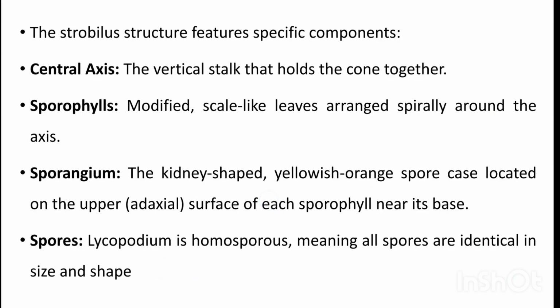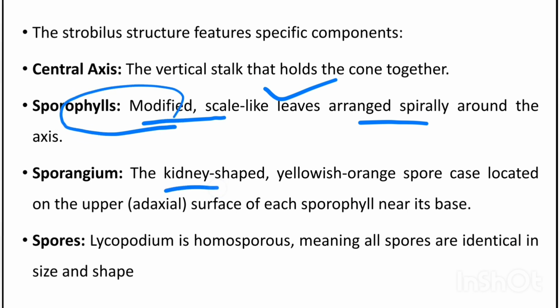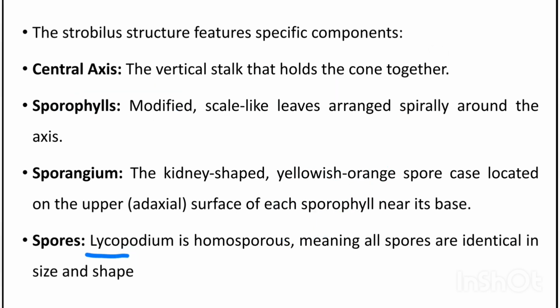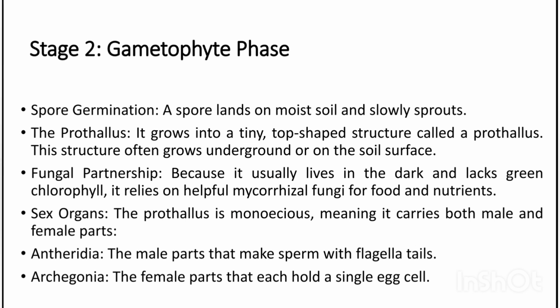Next, the strobilus structure features specific components. One, the central axis. Sporophyll: these are leaves arranged spirally around the axis. These are modified leaves. Then sporangium: suppose this is the leaf and the sporangium is placed here at the base, on the adaxial or upper surface of the sporophyll. Okay, next, spores. Lycopodium is homosporous, that means it produces only one type of spore. So with this, the sporophytic phase ends.